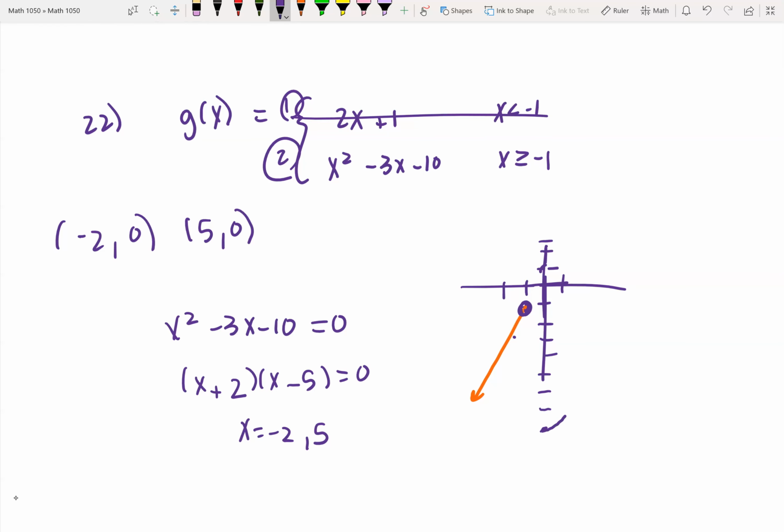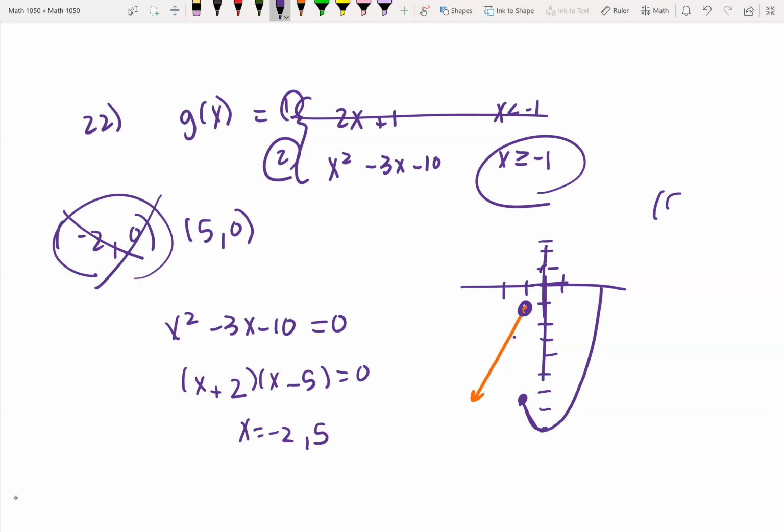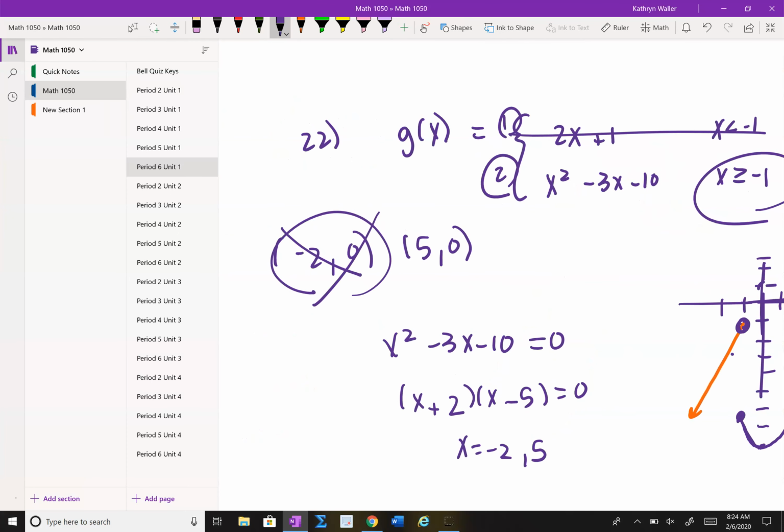This is a parabola that opens up, so it's going to be something like this, right? Yes, it hits at negative 2, but I've cut off that part because negative 2 is not bigger than negative 1. So that answer is not valid. The only answer is 5, 0, and that's where it's going to hit it right there. Okay? That's it. You guys are awesome. Good luck on your test, and sorry I'm not here.